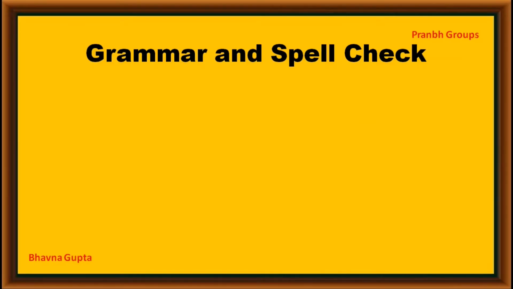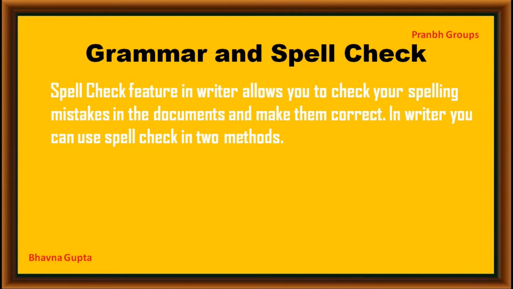First topic, grammar and spell check. Spell check features in Writer allow you to check your spelling mistakes in the document and make them correct. There is an inbuilt dictionary in Writer which is used for matching the words entered in the document, and the words which do not match any word of the inbuilt dictionary are shown as mistaken words.